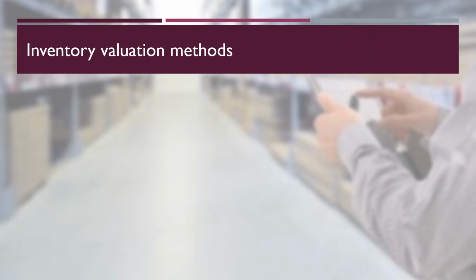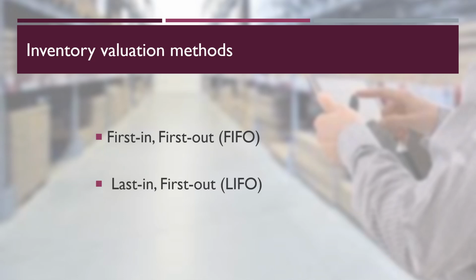There are three methods of inventory valuation. The first one is first in first out, that is FIFO. The second one is last in first out, LIFO. And finally, weighted average cost, which is known as AVCO.